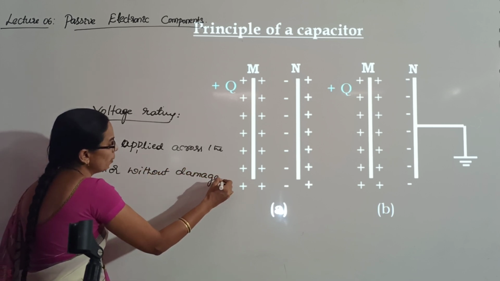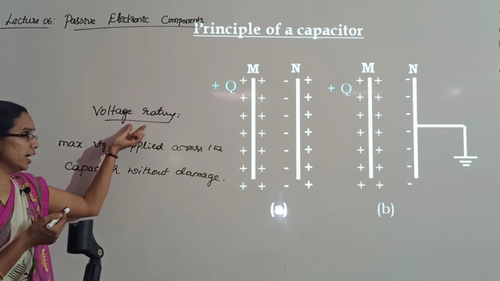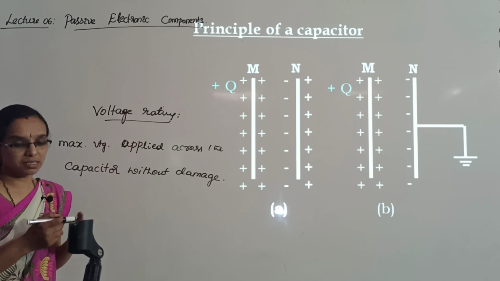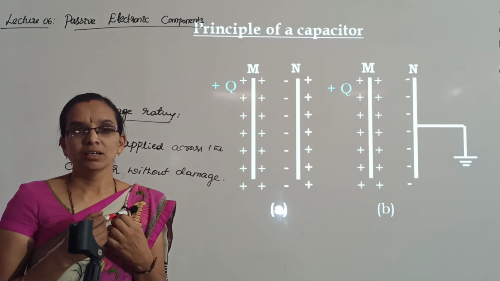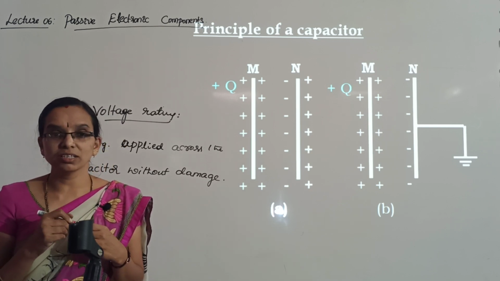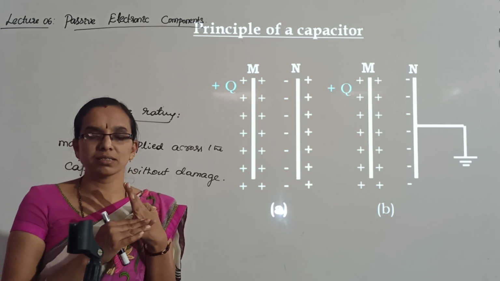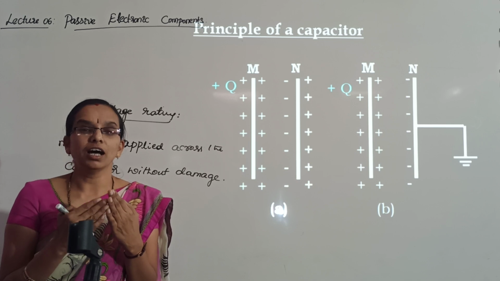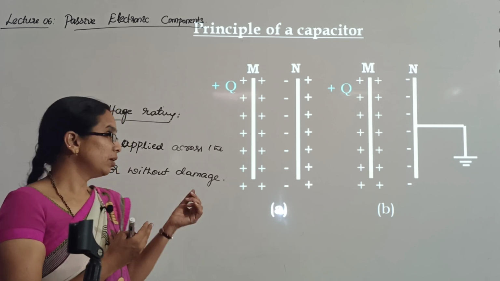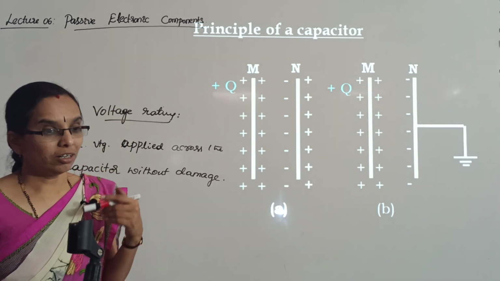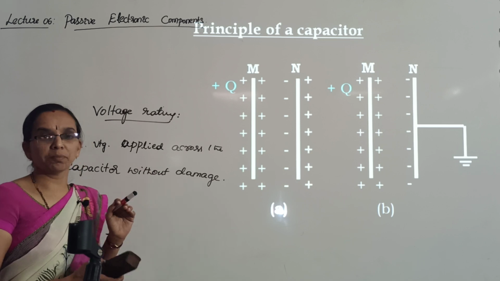What happens if you apply more voltage? The voltage rating limit is crossed. What happens? The capacitor's dielectric medium will blast. The capacitor will explode, so we'll have damage in the device. So voltage rating is the maximum voltage that can be applied across the capacitor safely, or the maximum voltage that a capacitor can withstand safely. That is nothing but voltage rating. So we cannot increase voltage beyond the specified voltage rating of the capacitor.